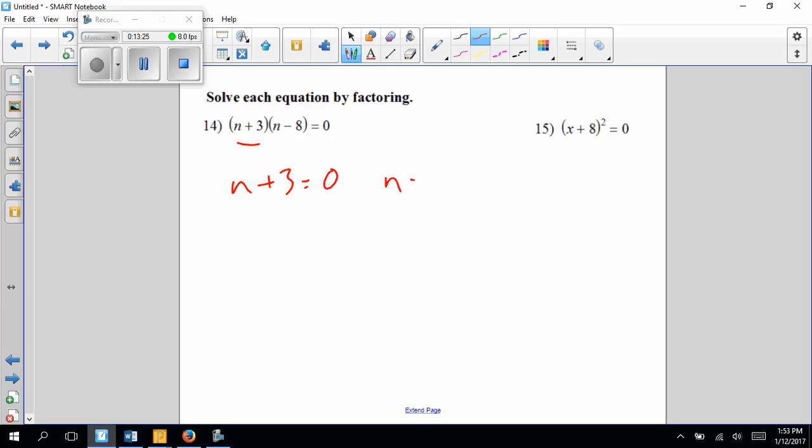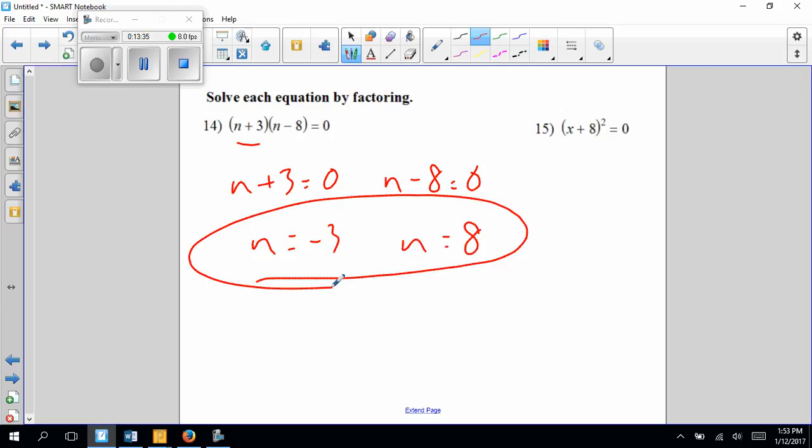And n minus 8 equals 0. If I subtract 3 from both sides of the first one, I end up with n equals negative 3. If I add 8 to the second one, I end up with n equals 8. So 2 solutions, negative 3 and positive 8.